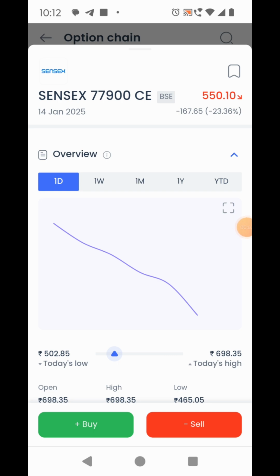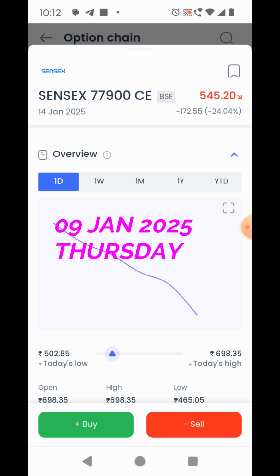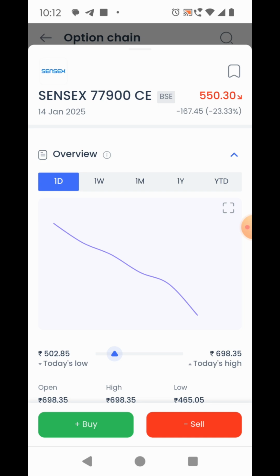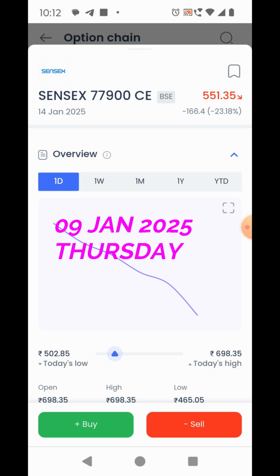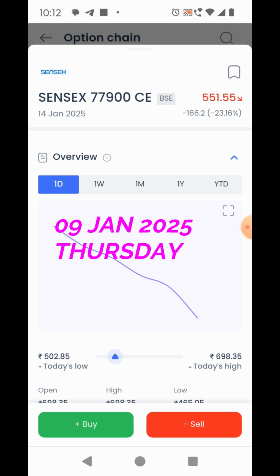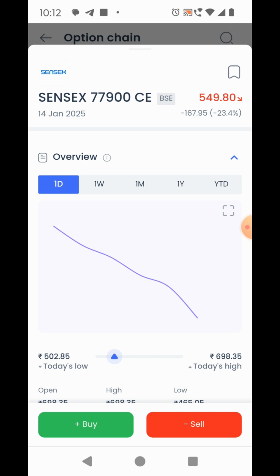See, now it has moved, the time is 10:12, our option price moved to nearly 550. Today Nifty expiry is there, that is the reason as we know, on expiry day, particularly Nifty, the market momentum will be slow. Okay, so we can expect this target easily, but let us wait.